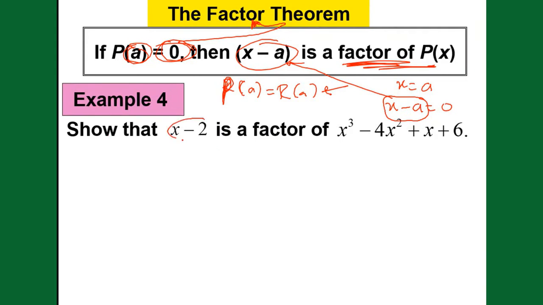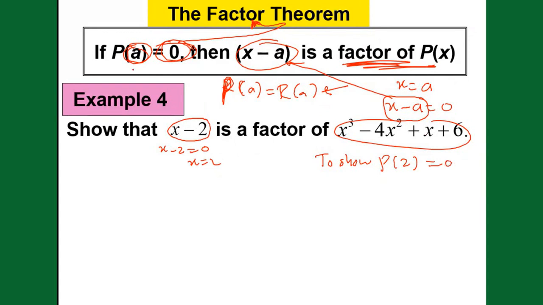Show that X minus 2 is a factor of this polynomial. This is quite important. The question says show. Okay, so how to show this one is a factor? You need to show P of 2, X minus 2 is equal to 0, X equals 2 is equal to 0. Like this. When P of 2 is equal to 0, we can conclude that X minus 2 is a factor of the polynomial. Okay, now let's start.